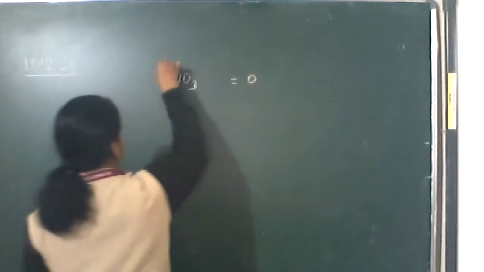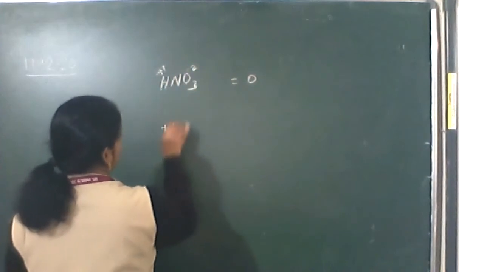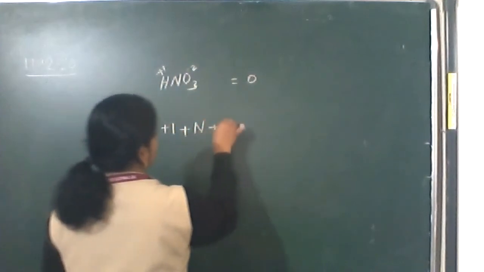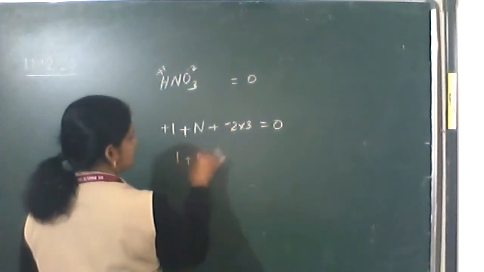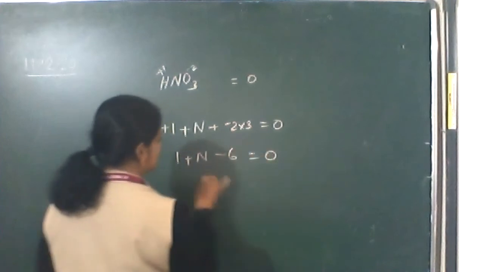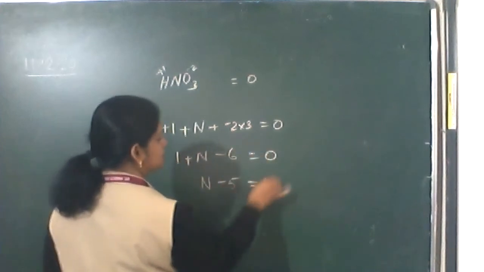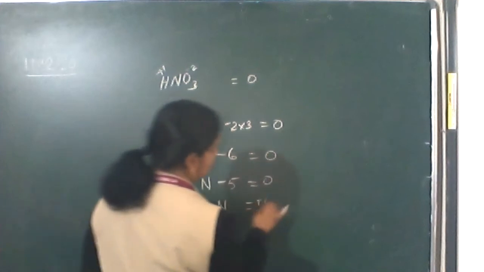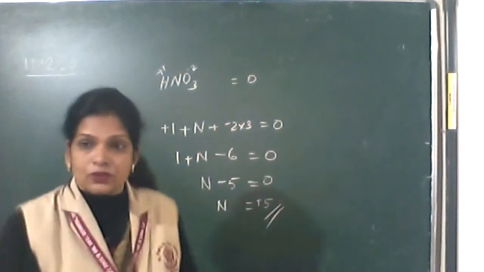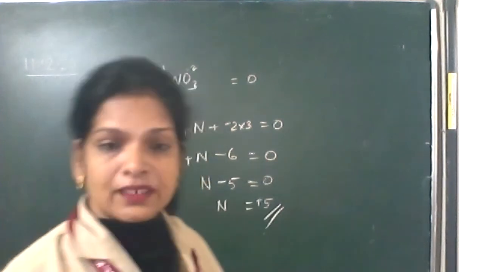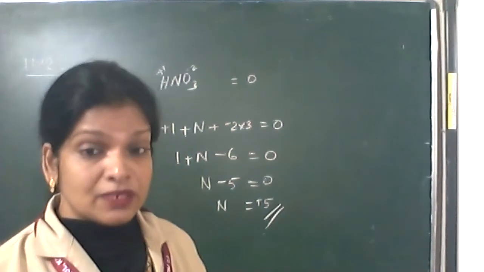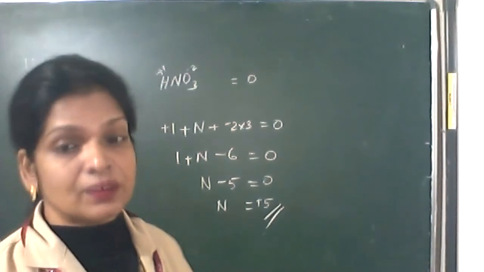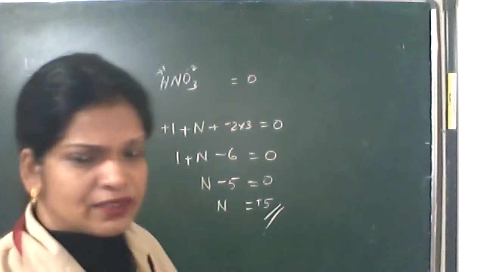So let's find it. H is plus 1, O is minus 2. So plus 1 plus N plus minus 2 into 3 is equal to 0. That is 1 plus N minus 6 is equal to 0. N minus 5 is equal to 0. N is equal to plus 5. There is no fallacy. This is correct. Nitrogen can give plus 5. If it comes as plus 6 or plus 7, then it is a problem. Now there is no fallacy.